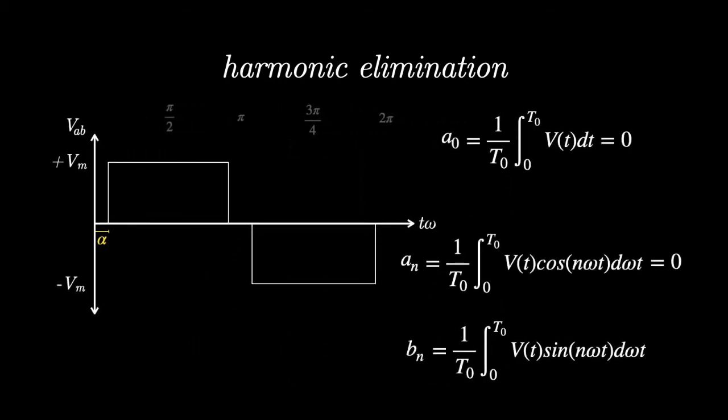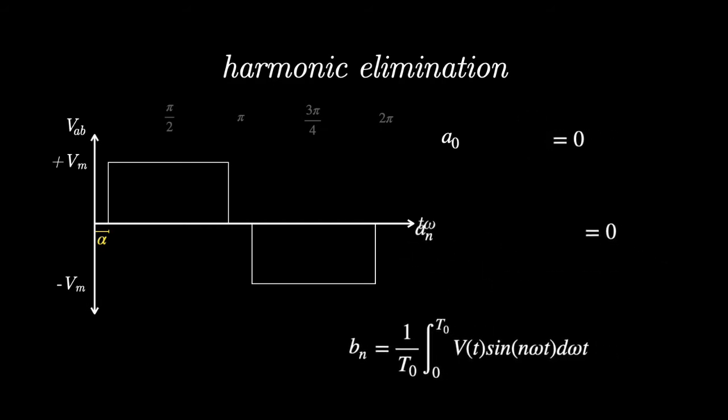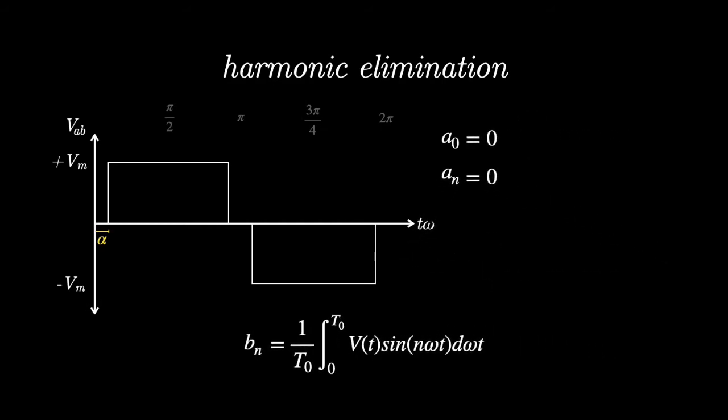Obtaining the Fourier coefficients for our signal, we have that the average value is equal to 0 because the positive and negative parts of the signal cancel each other. As this signal is odd, An will be equal to 0 and Bn will be equal to 1 over the signal period times the integral from 0 to the period of the signal of V of t times sine of n omega t d omega t.